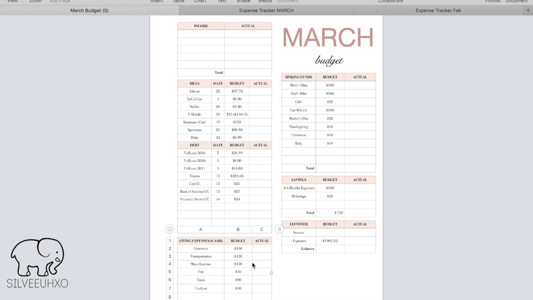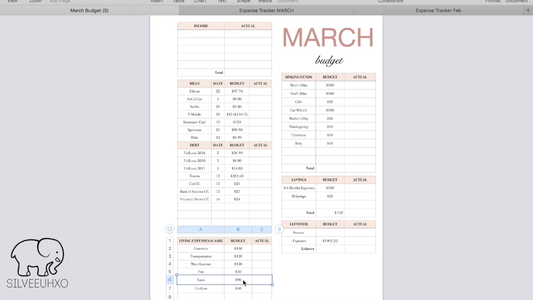Our third box covers our living expenses or any cost that we have control over. So that would be groceries, transportation, miscellaneous, fun money, taxes, or cushion money. So these two will probably not be here in April. Well, this one will not be here in April. And I know that in March I plan on filing my taxes. So I will have to pay for the service if I go to somebody to do my taxes. And I've budgeted for that.